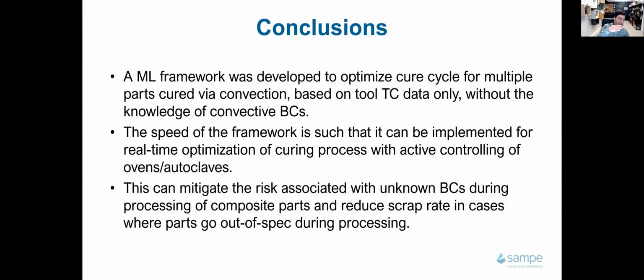The first step was a 20-second calculation, in this case for 3 parts. And as you repeat that more and more, it becomes faster and faster. So by the time you're 20 minutes into the cycle, you're almost at real-time calculation in terms of finding the optimized cycle. This potentially can be implemented to mitigate the risk associated with unknown boundary conditions, and potentially reduce scrap rate in cases where parts go out of spec.